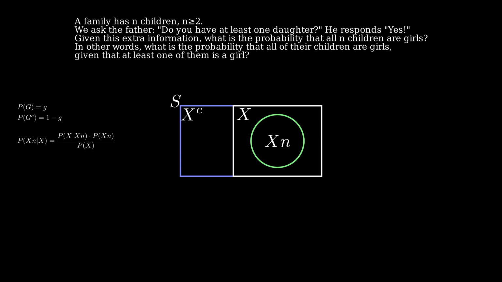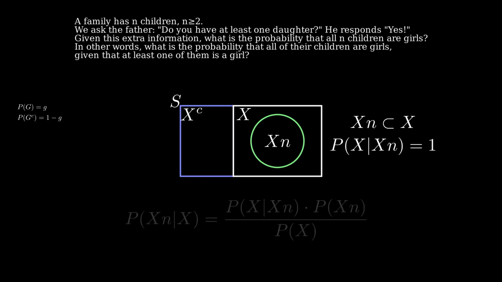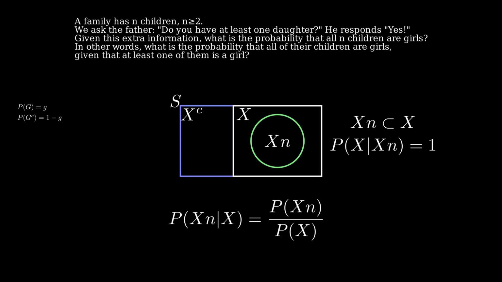Now, let's take another look at what the question asks for. Since Xn is a subset of X, the probability of X given Xn is equal to 1. Thanks to that, we can write the following. Now, we need to find the probability of X and Xn. Let's start with X.